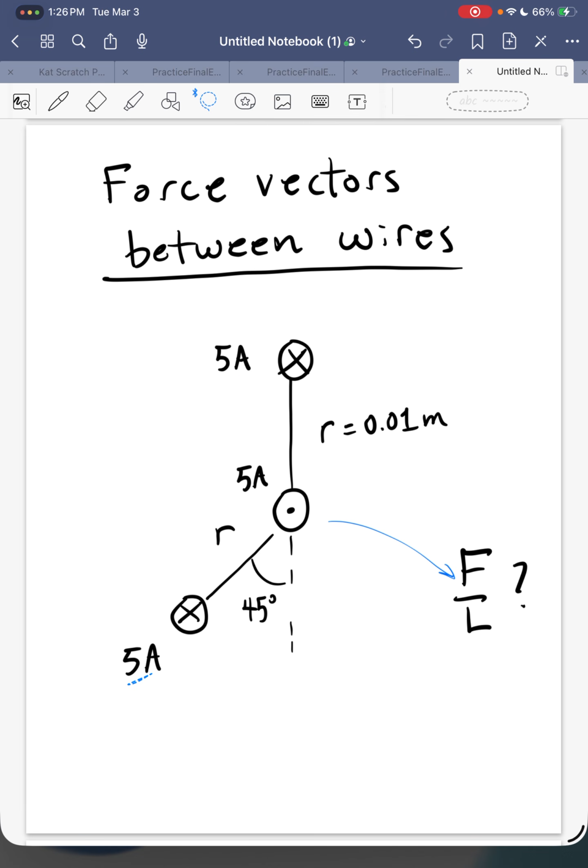And there's a 45-degree angle here between this vertical line and this distance off to the side to this other wire there. And the question is asking for what's the force per unit length at this wire here.